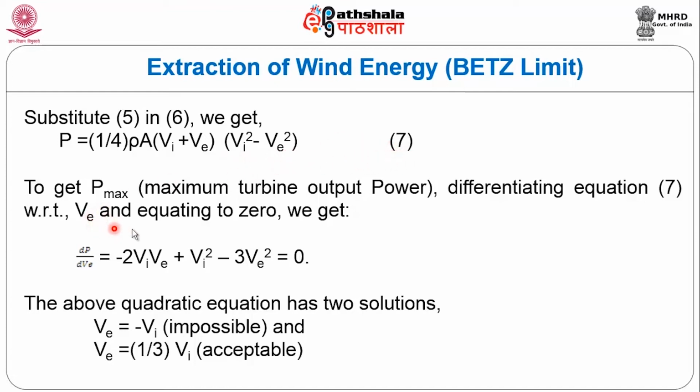To get P max, the maximum turbine output power, we differentiate equation number 7 with respect to V suffix E and equate it to 0, and then we get this equation. The above quadratic equation has two solutions: V E equal to minus V I, which is impossible, and V E equal to 1/3 of V I, which is acceptable.